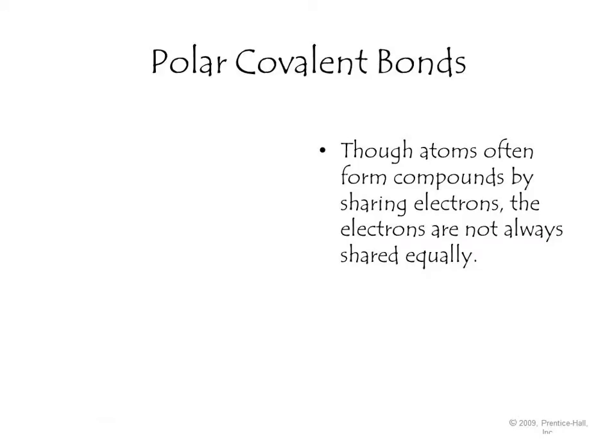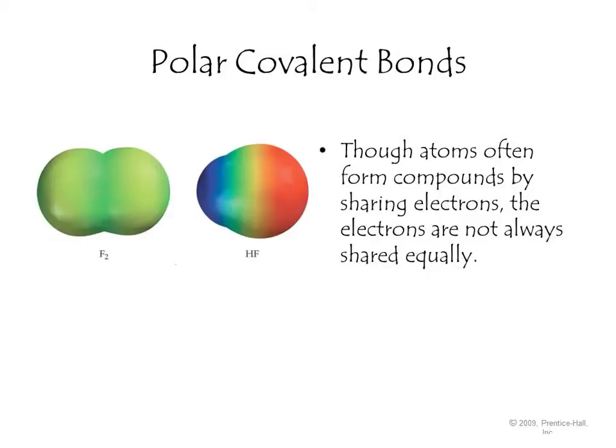So let's go ahead and talk about the types of covalent bonds. It all deals with the electrons being shared in the bond. And if you notice what I said here, electrons are not always shared equally. Let me show you an illustration. If you look at this, you'll notice I have two molecules. The first one is a diatomic molecule, fluorine, and then I have HF on the right side.